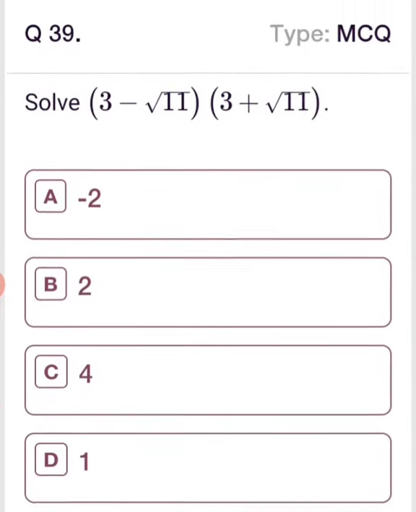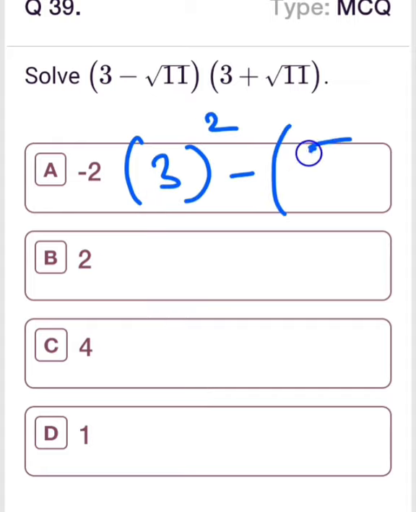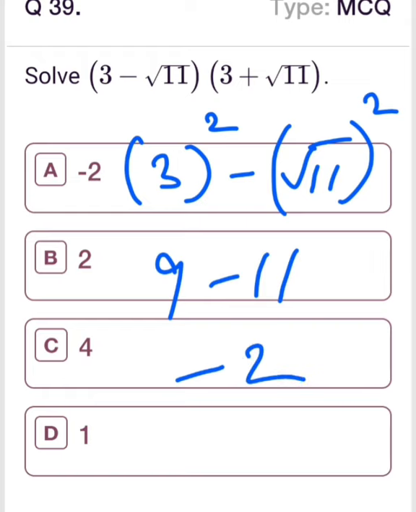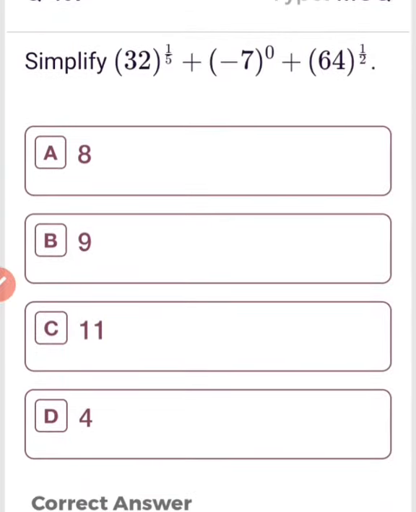Question number 39. A minus b into a plus b. This is a square minus b square. A square minus b square. Okay, 9 minus 11. This is minus 2. So A is your answer. Minus 2 is your answer. And this C.